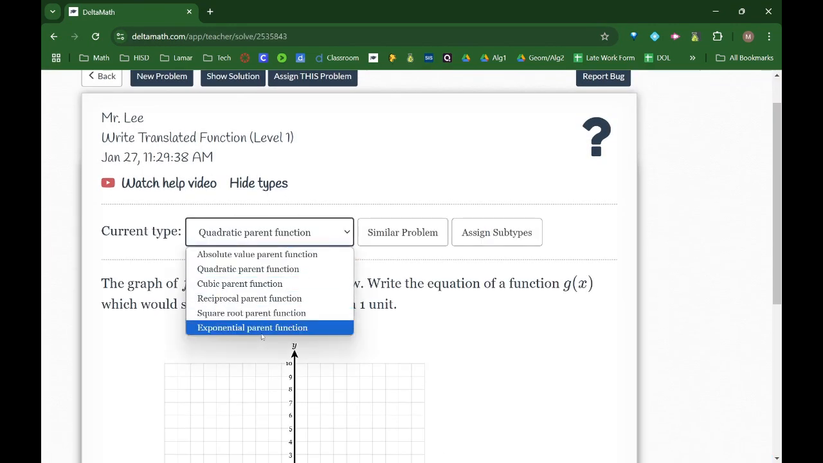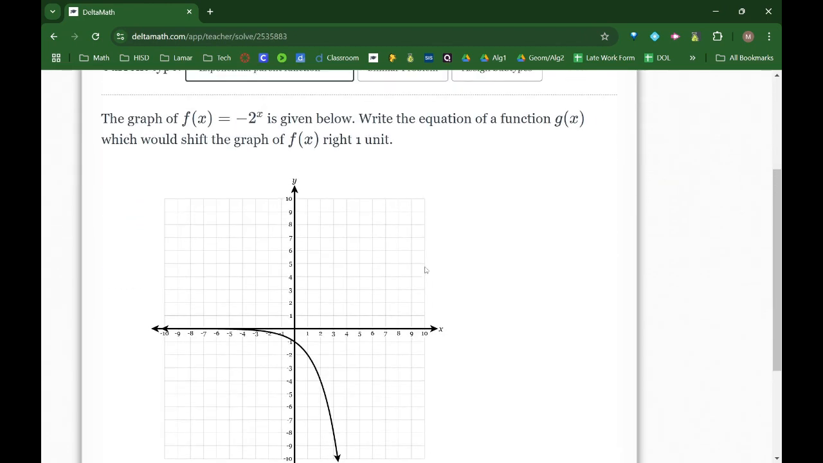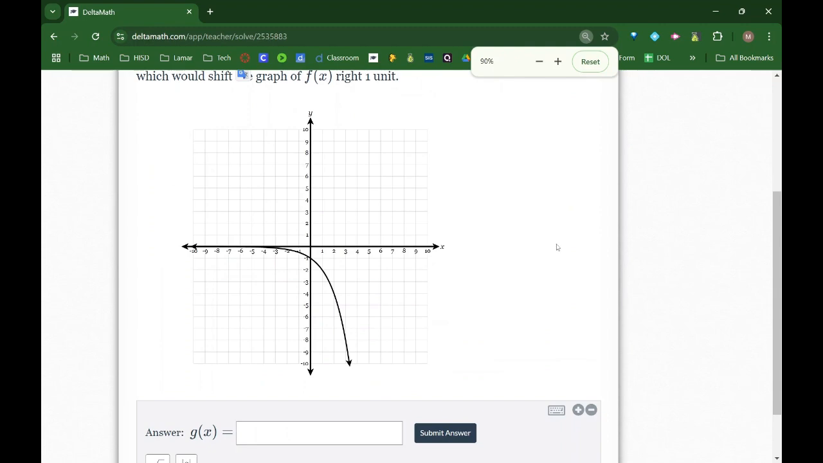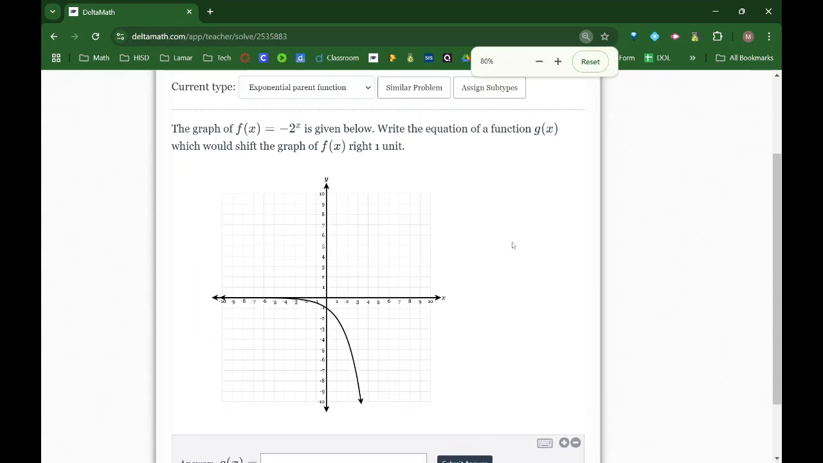And again, I'm going to switch just to exponential functions. That's the only thing we're focusing on today. Okay, so they give us this function. So we're going to start with that. Let me zoom out here so I can see everything at once.